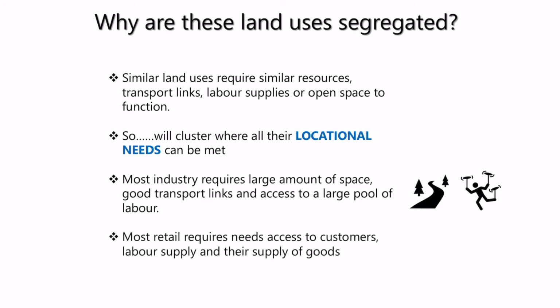Similarly, if we look at retail, we can see that they need customers, they need access to a labour supply and to a supply of goods. So access is really important for retail. So wherever they have really good access, that is the kind of place that you're going to find retail. So we looked at that CBD, great access, so you find a lot of retail there. On that rural urban fringe where there's increasingly better access because of ring roads and motorways, you're going to see more retail growing up there and clustering together because the locational needs of that land use are being met.